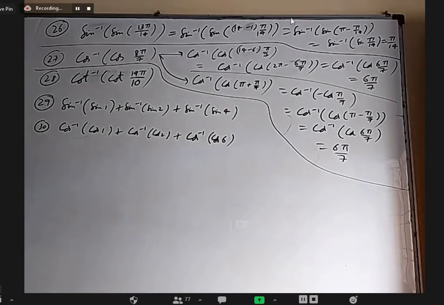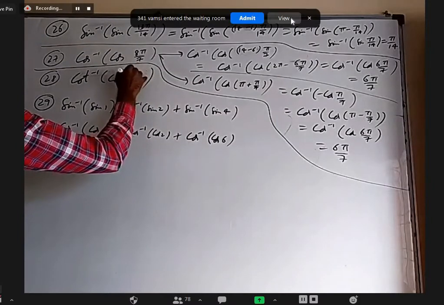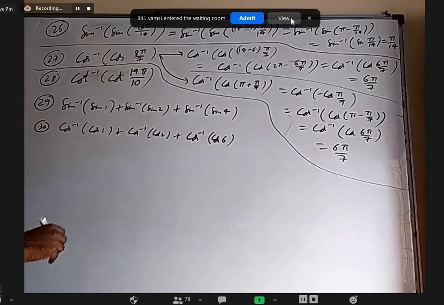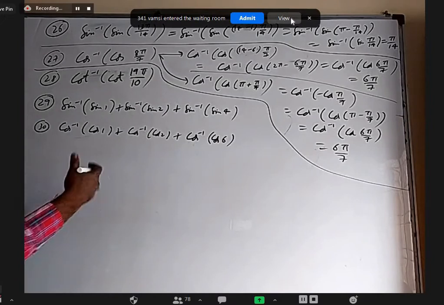For others, is 9 pi by 10 clear? Yes, sir. Both are clear. Fine. 19 pi by 10. You are saying the answer is 9 pi by 10, right? 9 pi by 10. You want to write pi plus, yeah?